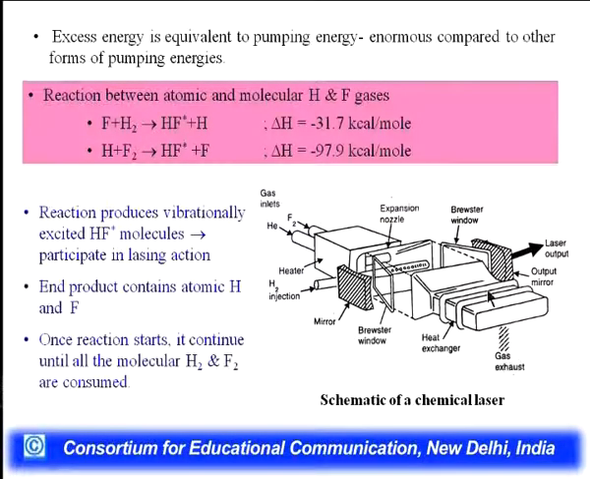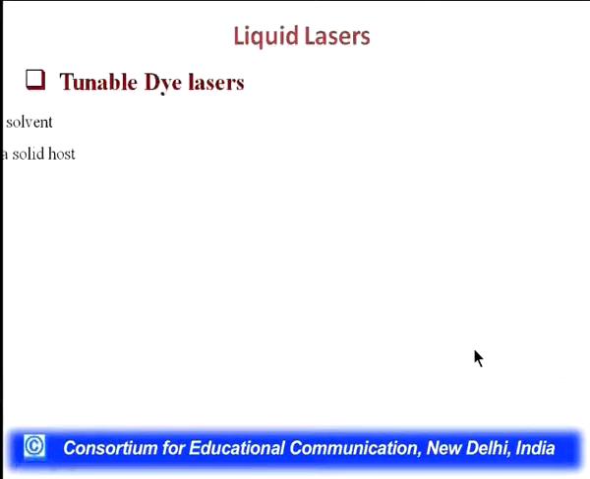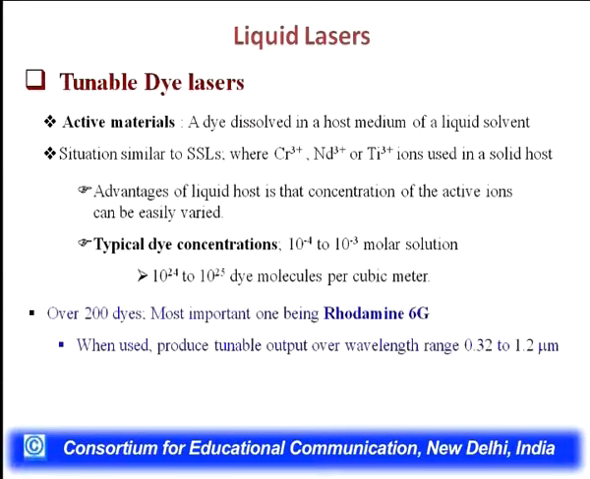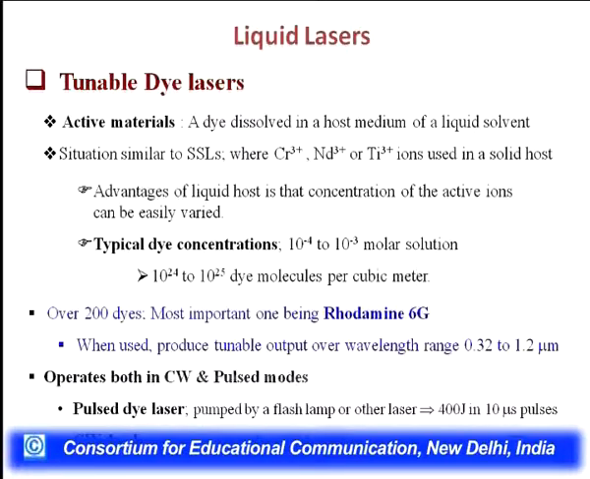And the main application of this chemical laser is to produce high power weapons on the battlefield or in space. Next, the most important laser is the dye laser, a liquid laser, where we use the dye as a liquid medium. The liquid laser is basically used as a tunable laser. We discuss one of the important lasers, which is the tunable dye laser.